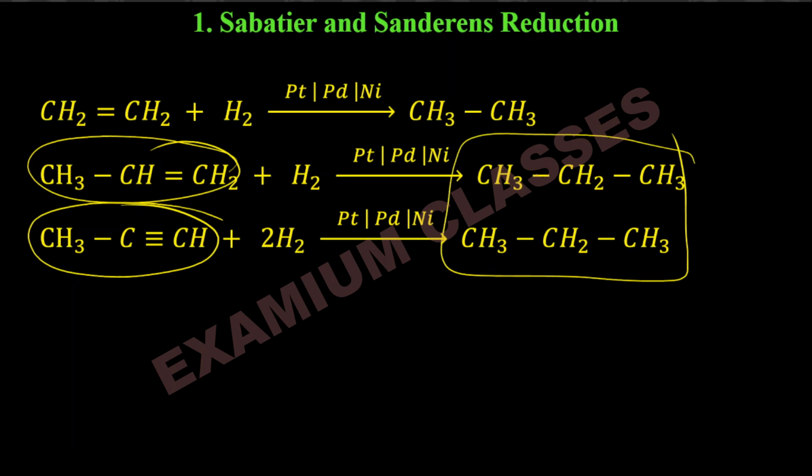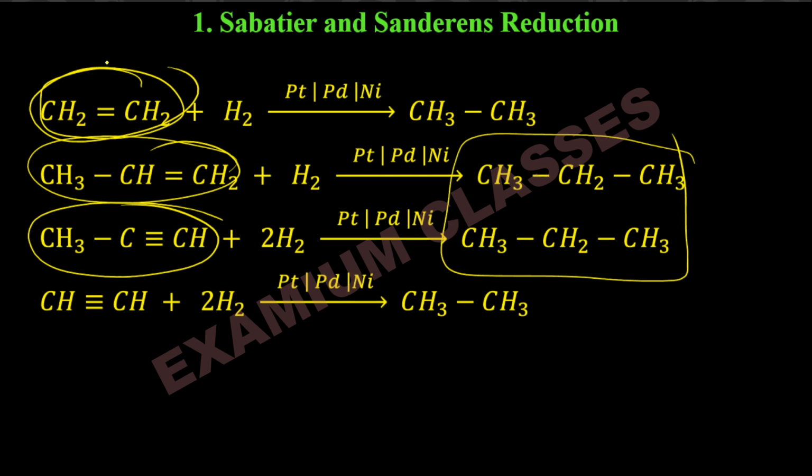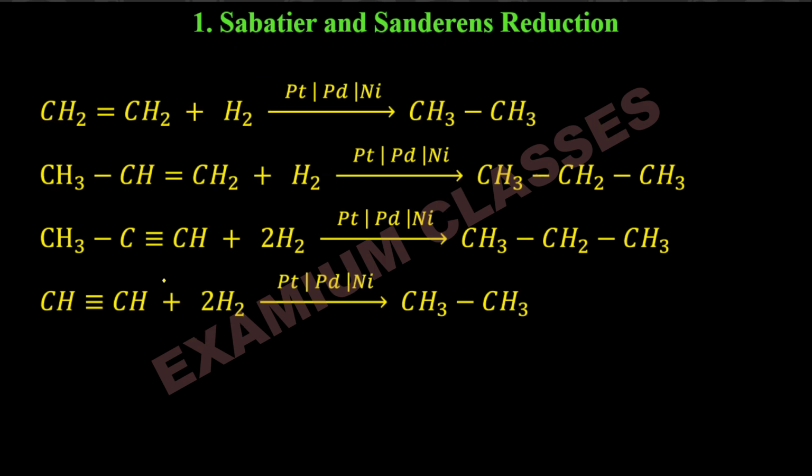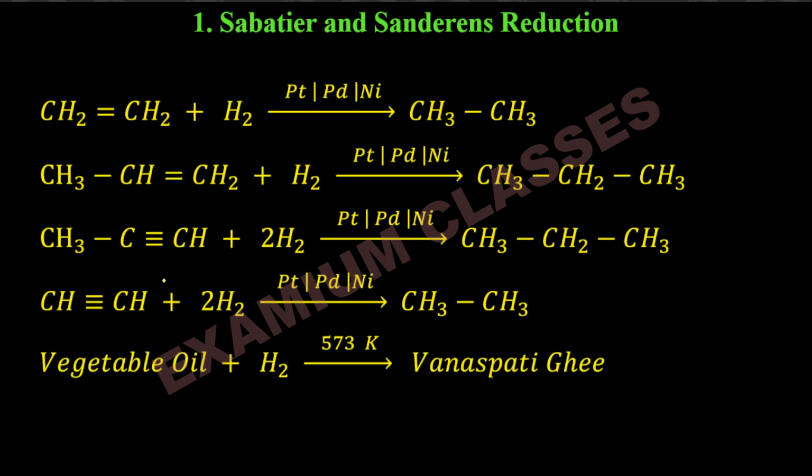Similarly, if we use ethene or ethyne, the product will be the same. The only difference is that instead of 1 mole of H2, 2 moles of H2 will be used. But all the pi bonds will be broken and hydrogen will get attached. Simple reduction.